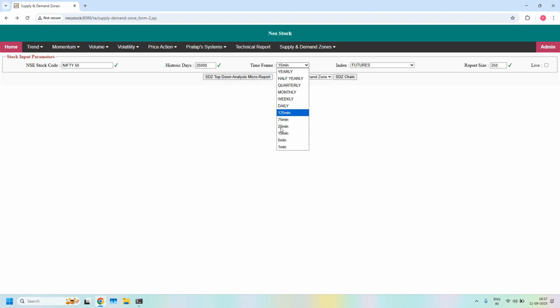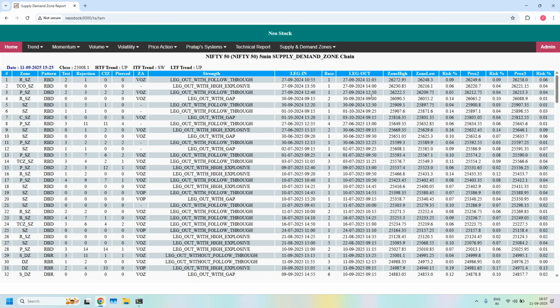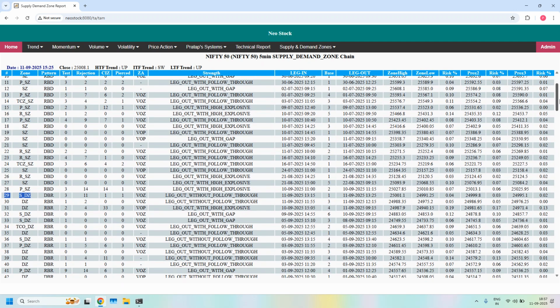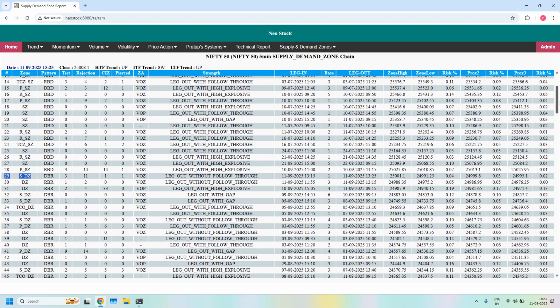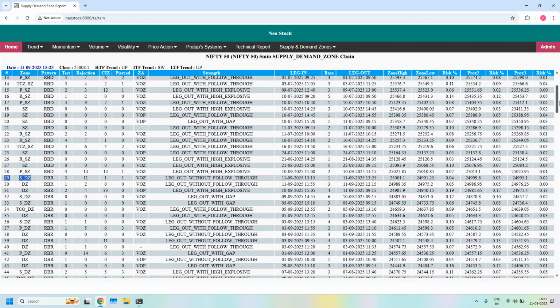Next, I am generating 5 minutes supply demand zone chain for Nifty. The nearest demand zone for the 5 minutes time frame is serial number 29, pierced zone. Let me put it in the middle of the page. Okay, this is the Nifty supply demand zone chain generation.